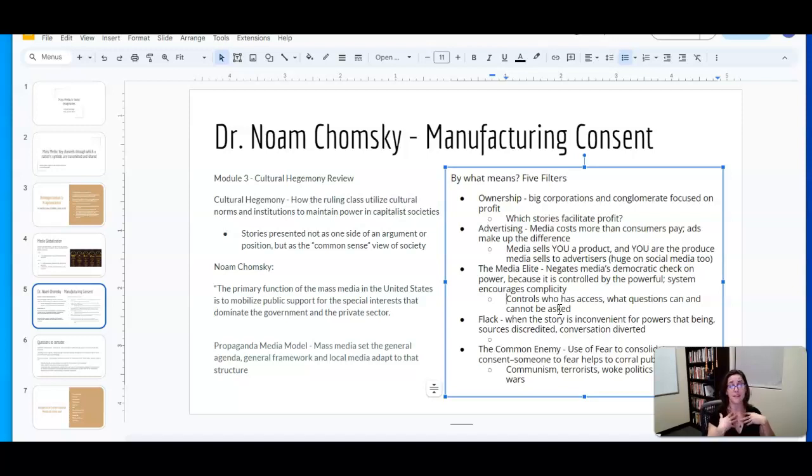Or you might not be given a press pass for certain events if the journalist or the media elite don't like the questions that you were asking. So the other side of this is flack, when the story is inconvenient for the powers that be.